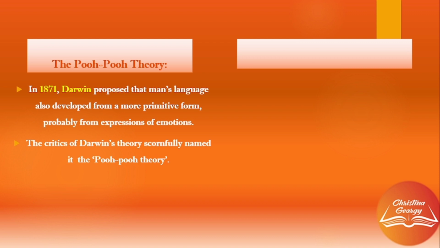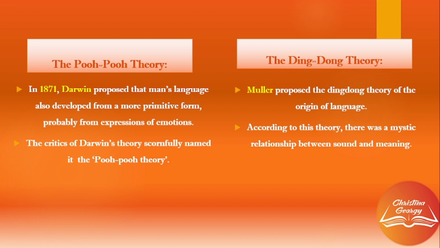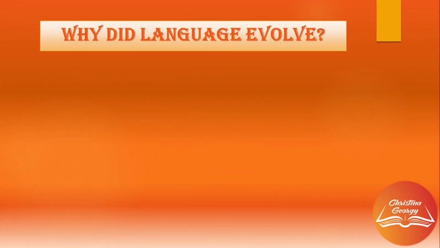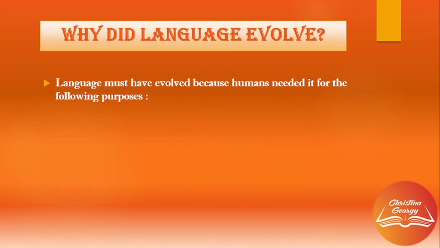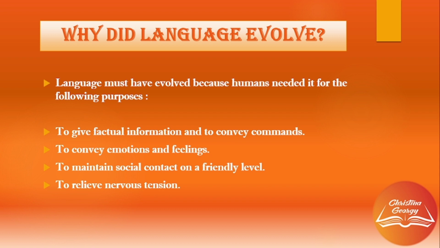Moving on to the ding dong theory. This is proposed by Max Muller. According to this theory, there was a mystic relationship between sound and meaning. Language must have evolved because humans needed it for the following purposes. Which are they? To give factual information and to convey commands, to convey emotions and feelings, to maintain social contact on a friendly level, and also to relieve nervous tension.